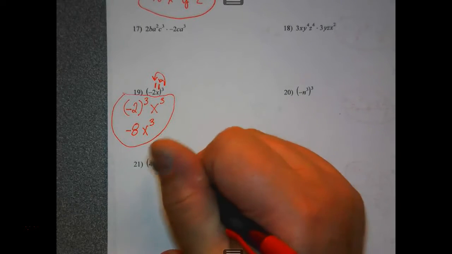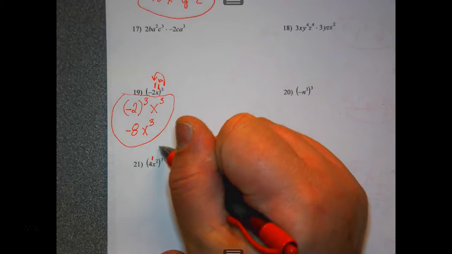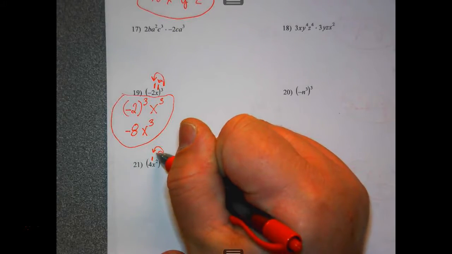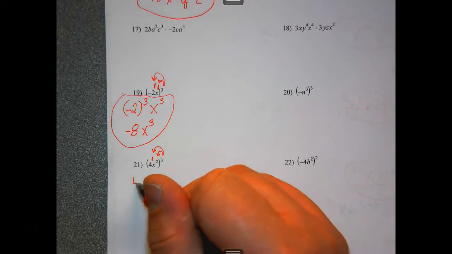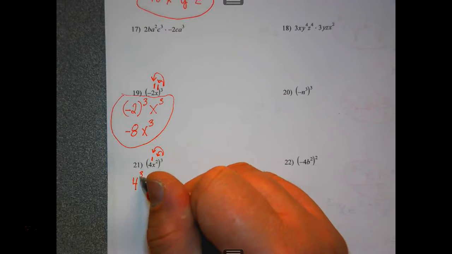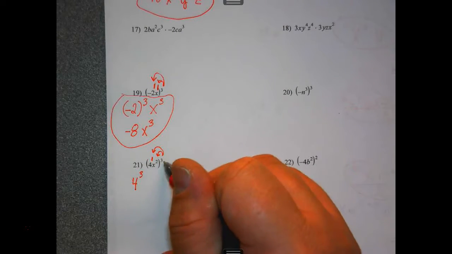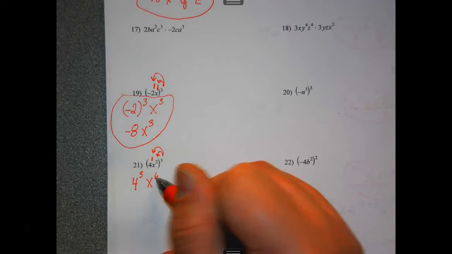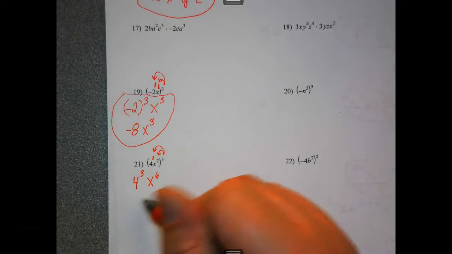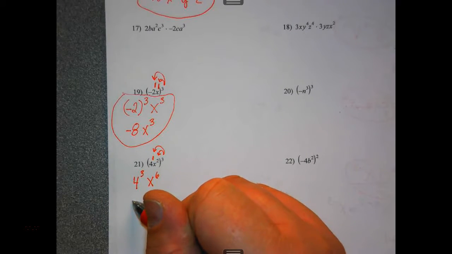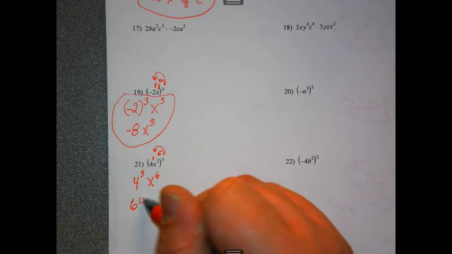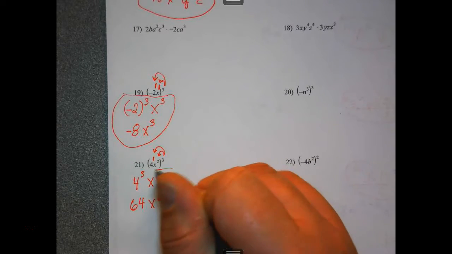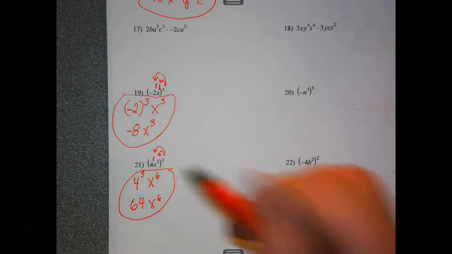Number 21. I have an exponent of 1. So 3 times 1 and 3 times 2. So I get 4 to the 3rd. x to the 2 times 3 is x to the 6th. You want to multiply it out, see, 64 x to the 6th. Either one, I don't care.